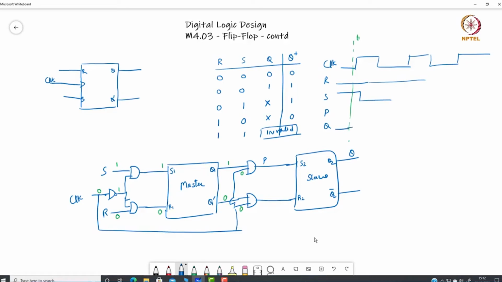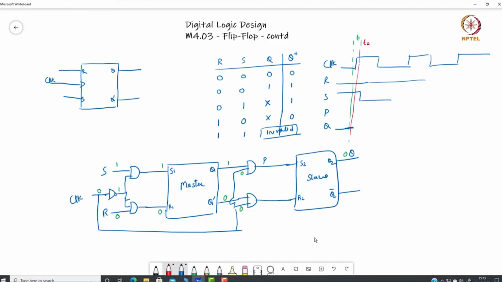So we don't know. This is 0. So that means this is going to be 0, and we don't know what is the value here. So let us consider it as P was also 0. Now let us see what would happen at some time after this positive edge, at a very small difference of time after the positive edge. Let us consider this as T2.